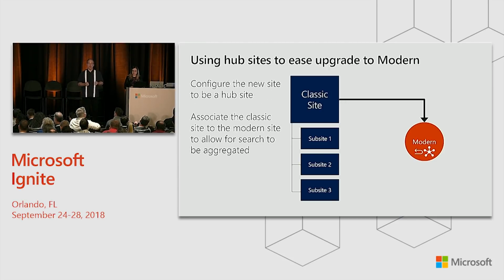We configure the new modern site to be a hub site. The second thing we do is connect our classic publishing site that's in production right now to the new hub site. Why do we do this?